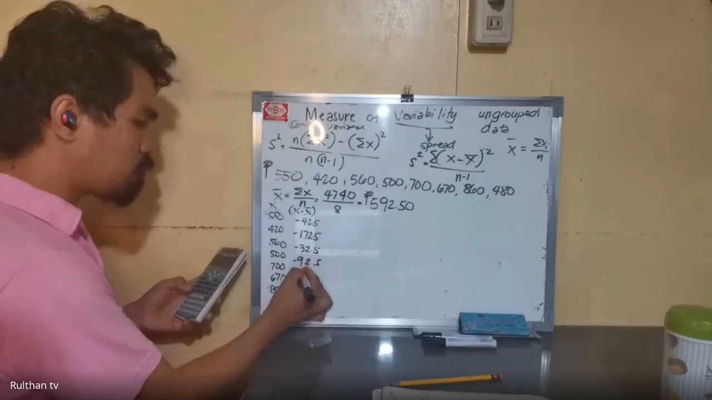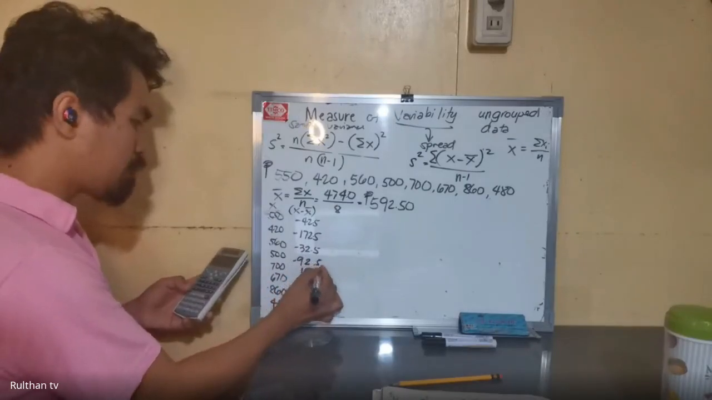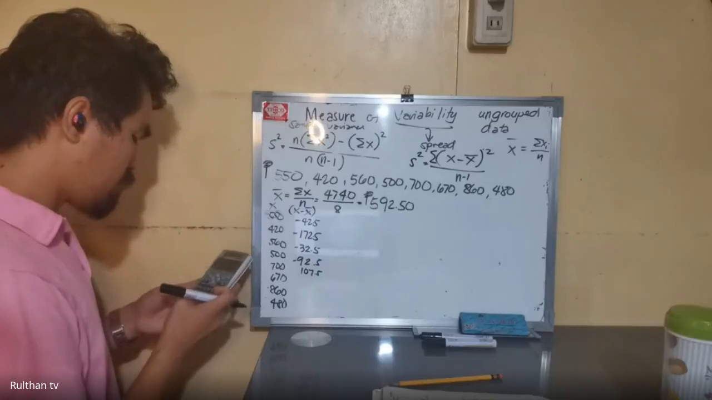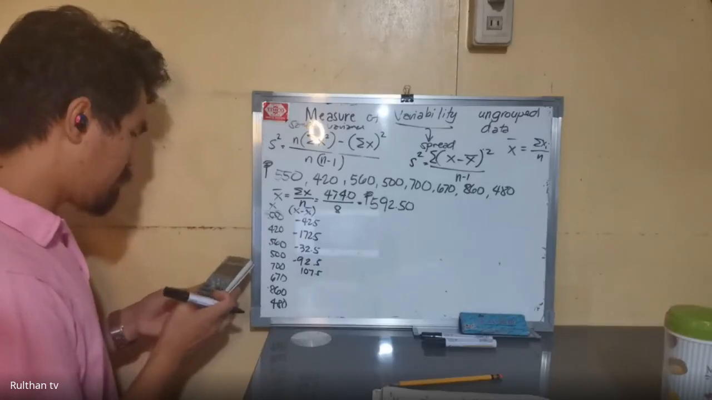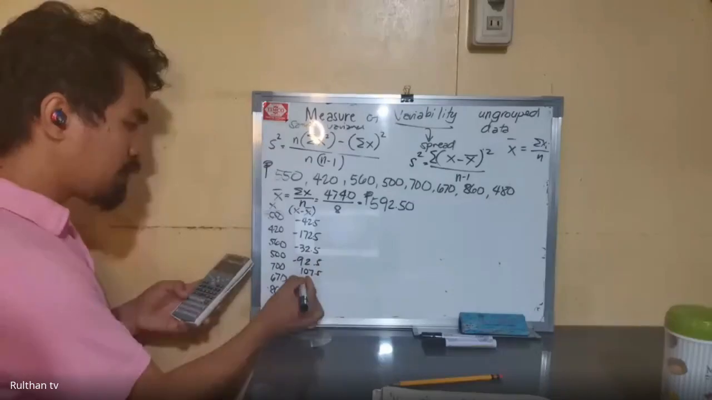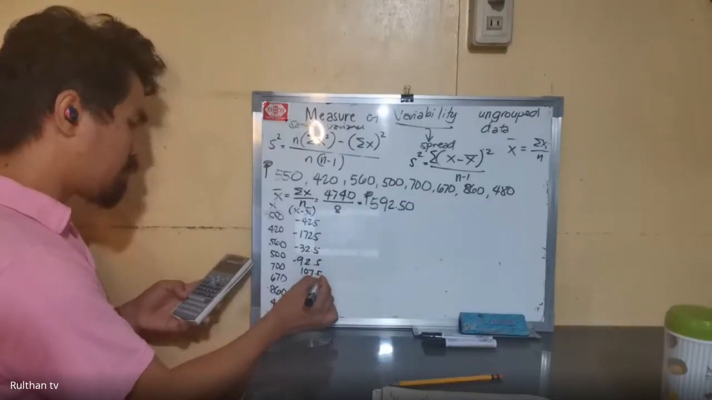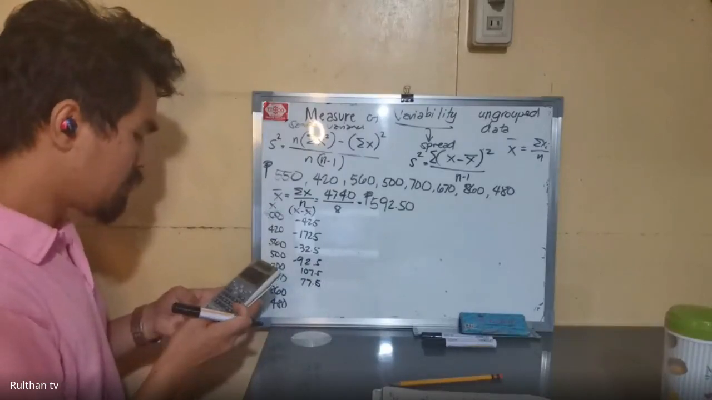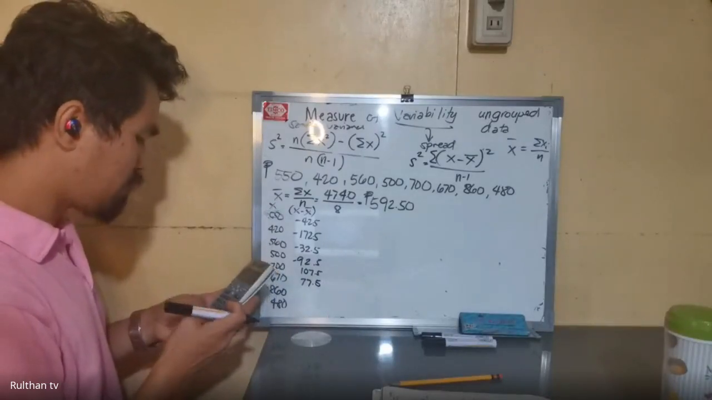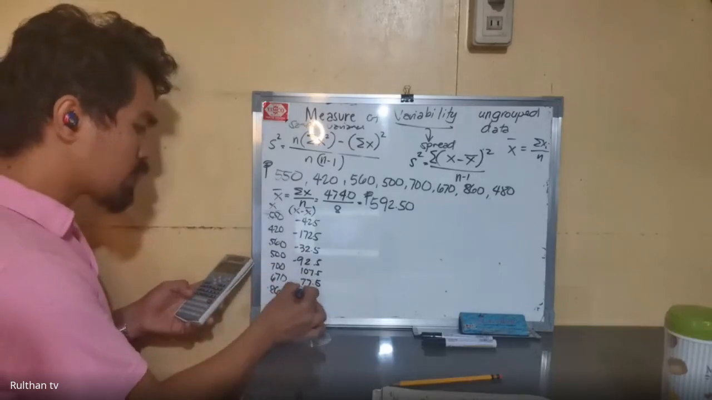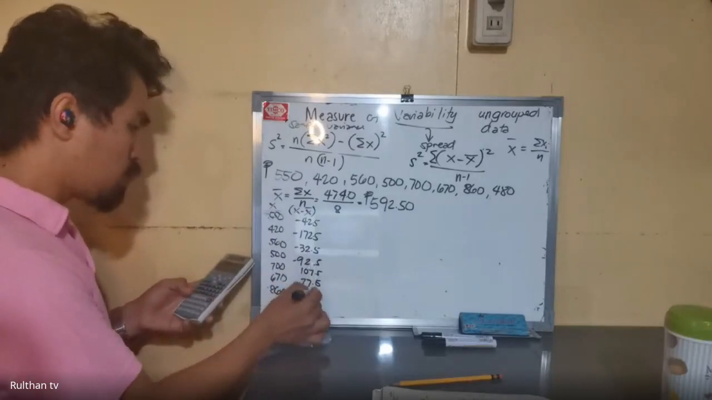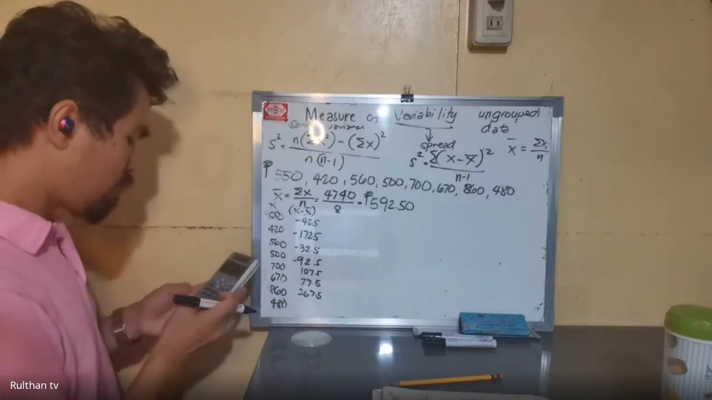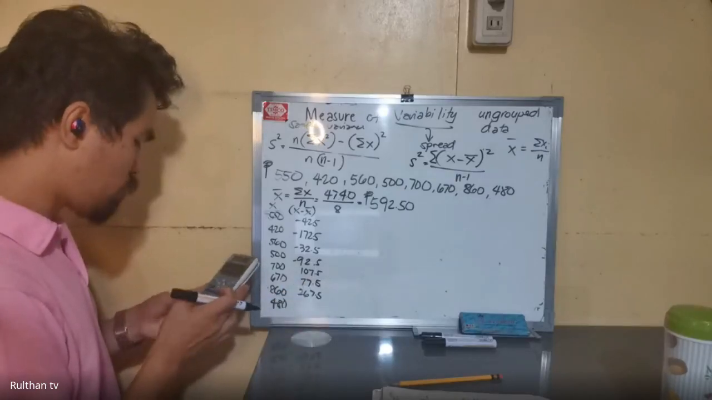This is positive 107.5. 670 minus 1 minus 122.5 is 77.5. 860 minus 592.5 is 26 267.5. And lastly, 480 minus 592.5.